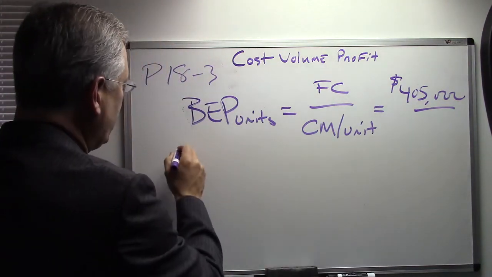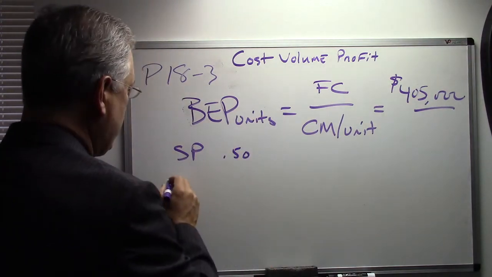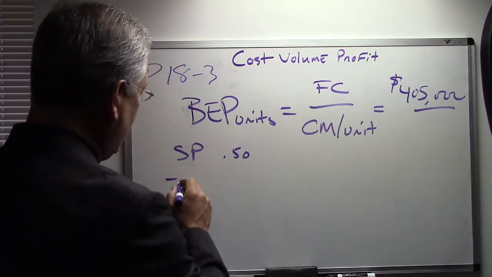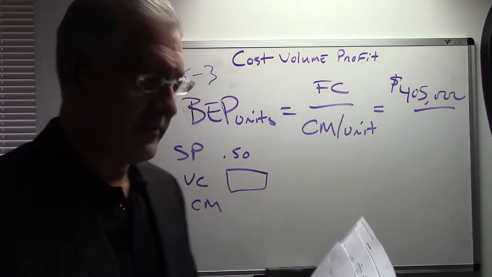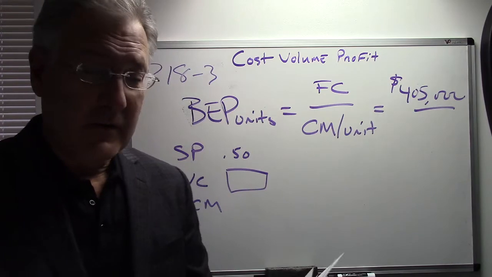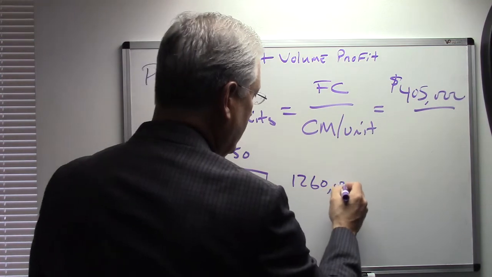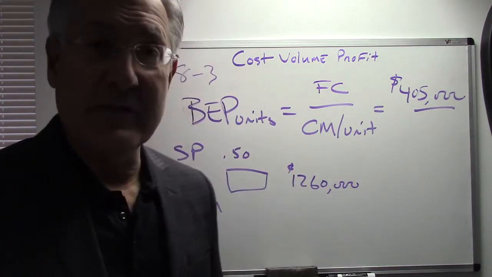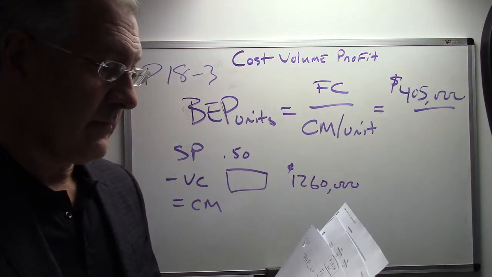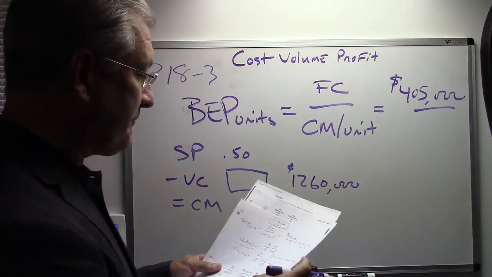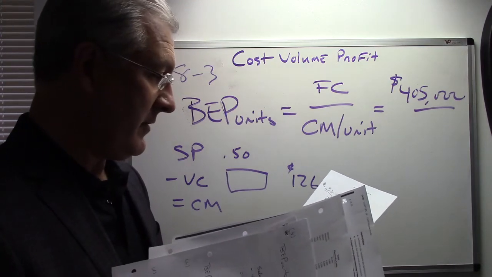So the contribution margin per unit is going to be the sales price at 50 cents minus the variable cost equals contribution margin. But what is the variable cost? Well, if you look back, we just calculated the total variable cost to be $1,260,000. I'm going to pause for a moment. I want to check a number.